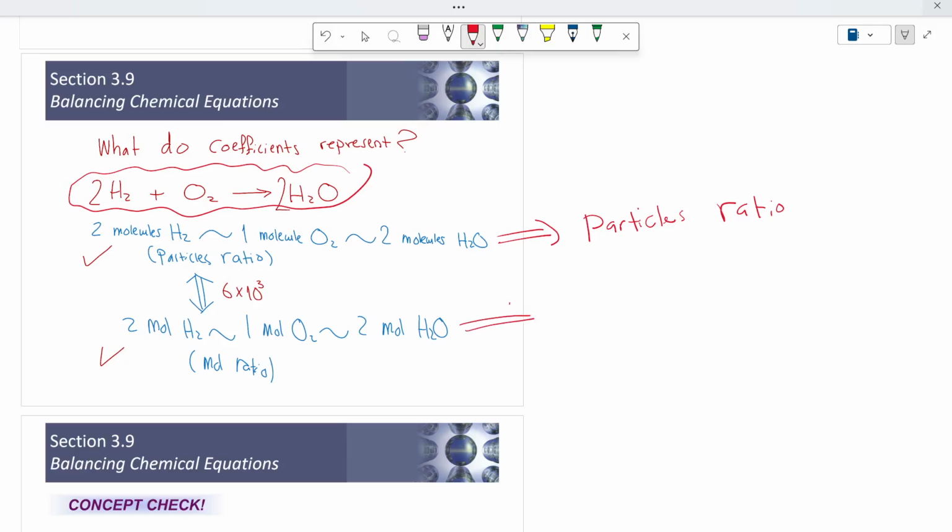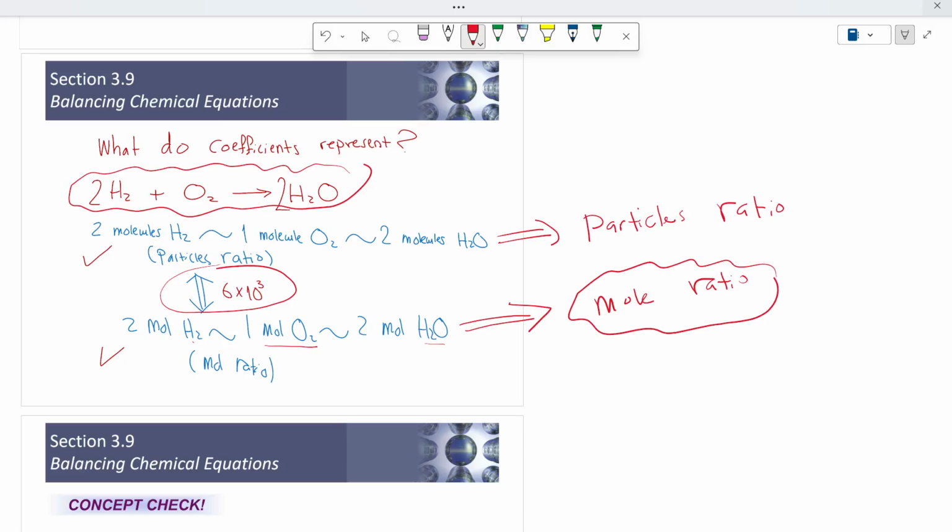And also, the particle ratio is equal to the mole ratio. So we can say that 2 moles of hydrogen to 1 mole of oxygen to 2 moles of water. Both are the same. Why are they the same? Because to convert particles to moles or moles to particles, you need to divide or multiply by Avogadro. And because Avogadro is constant, the ratio will remain the same. Which is easier again to deal with, moles or particles? Yes, we prefer to deal with moles. Both will give you the same answer, but I prefer to deal with moles.